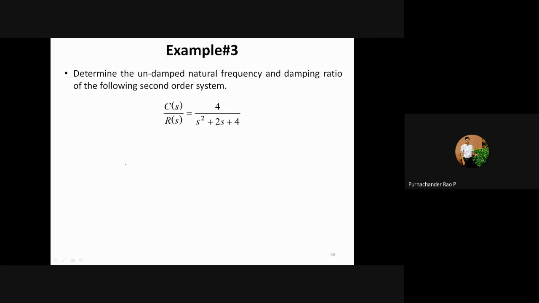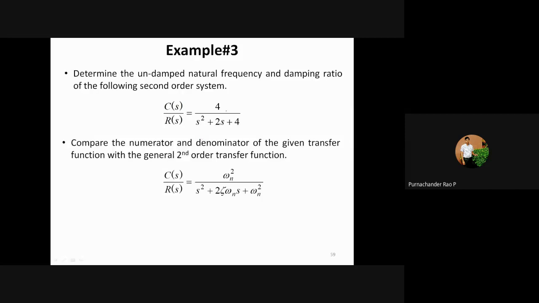So for the given transfer function, which is given as s square plus 2s plus 4, we need to compare this with omega n square by s square plus 2 zeta omega n into s plus omega n square. So for this, your omega n square is equal to 4. So here the first value, omega n square is equal to 4. So omega n is equal to 2 radians per second.